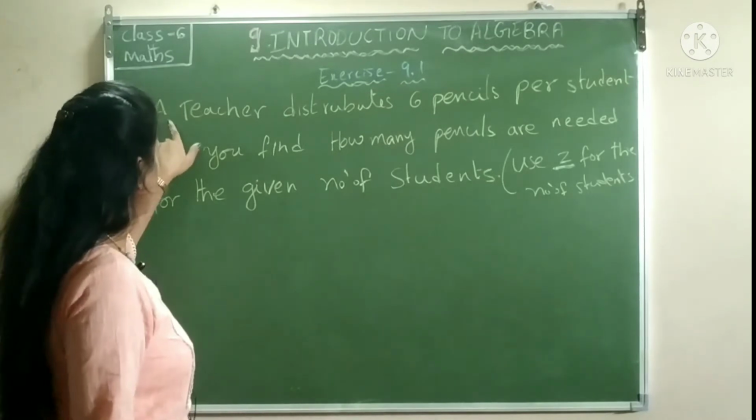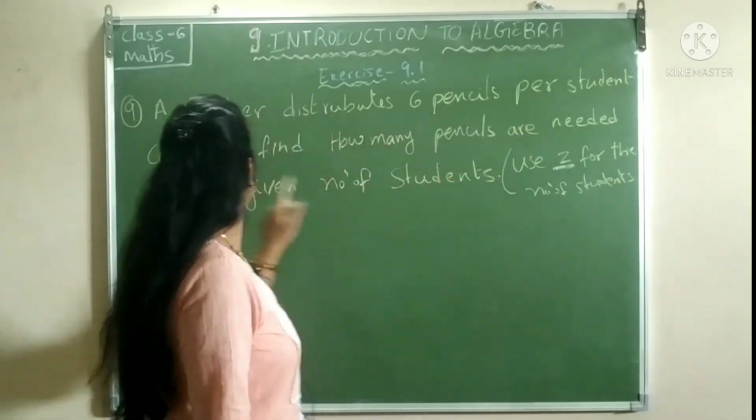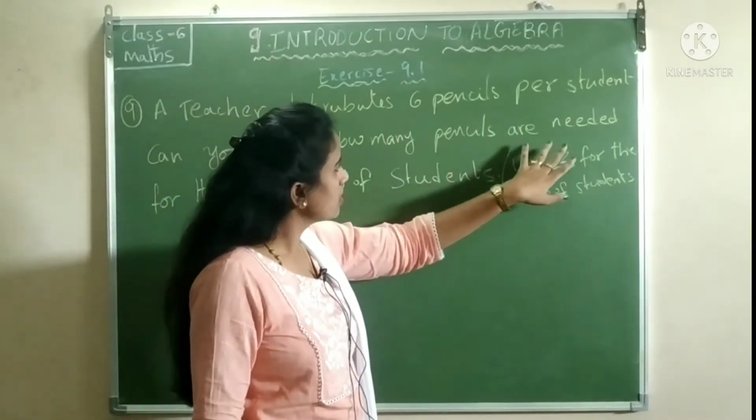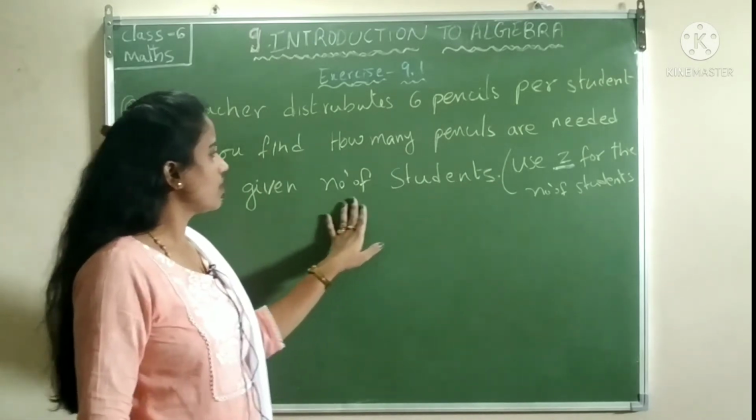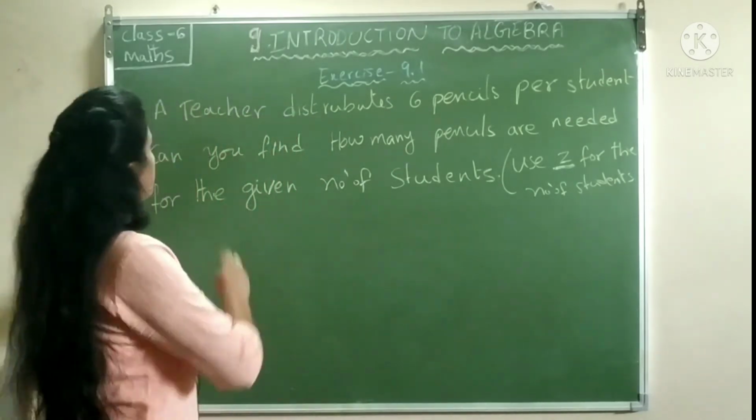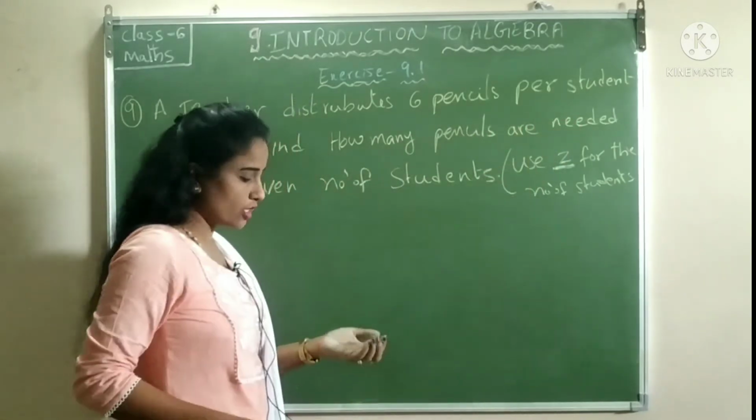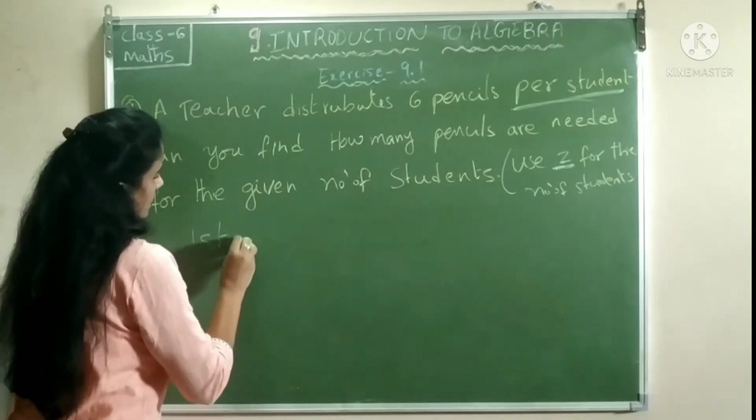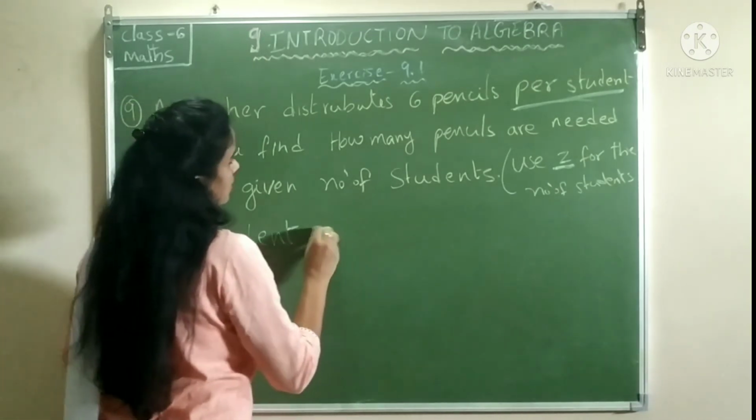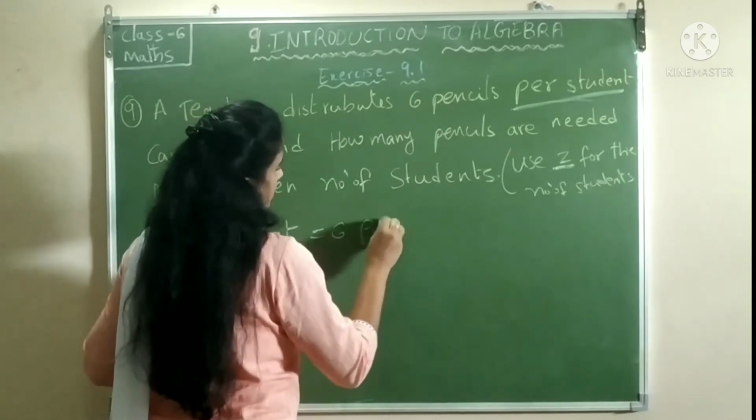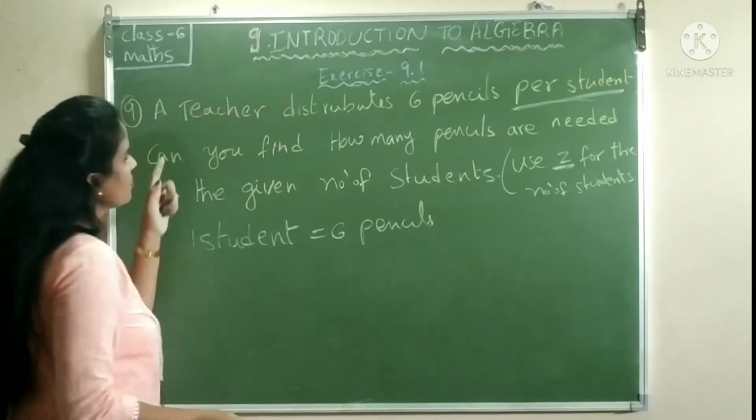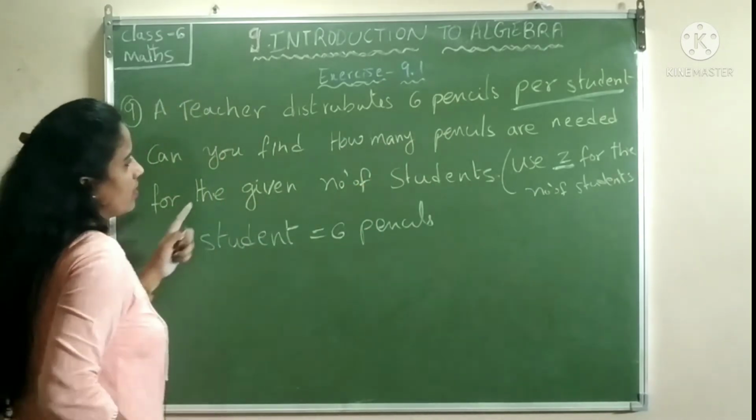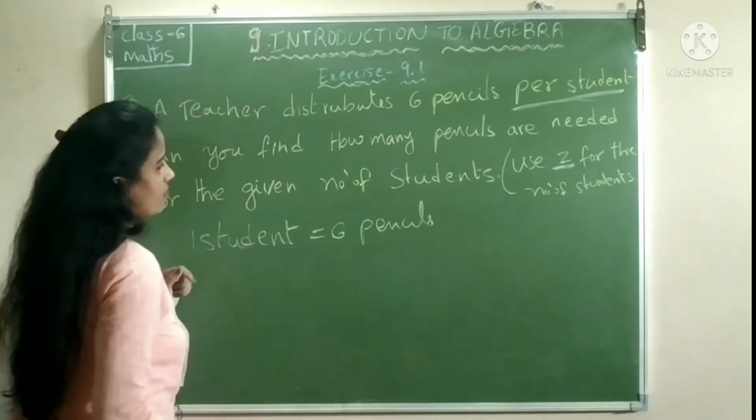9th question. A teacher distributes 6 pencils per student. Can you find how many pencils are needed for the given number of students? See, teacher distributes 6 pencils per student. Per student means here 1 student. For 1 student, how many pencils is she giving? 6 pencils. For each student she is giving 6 pencils.